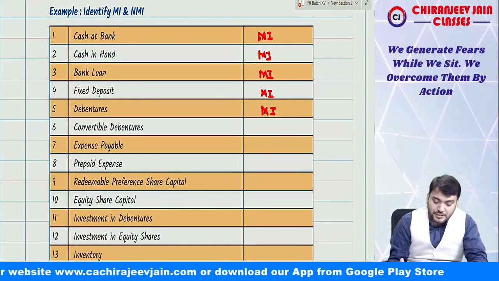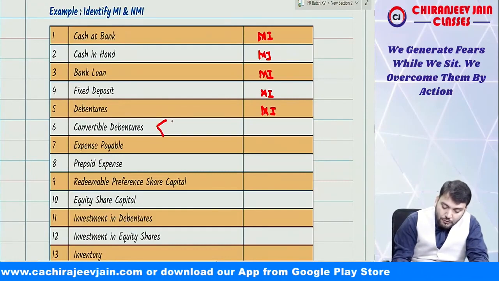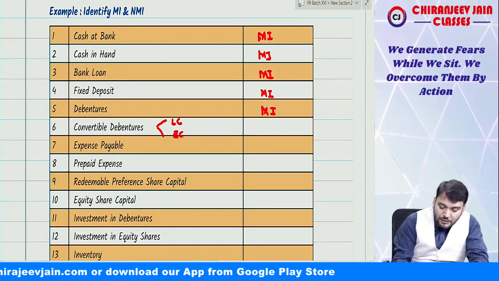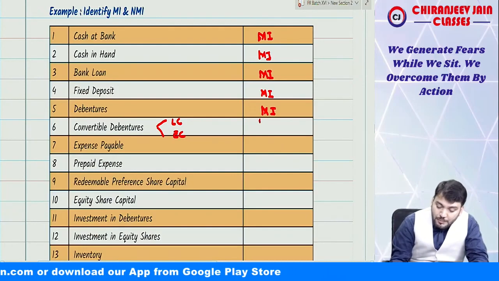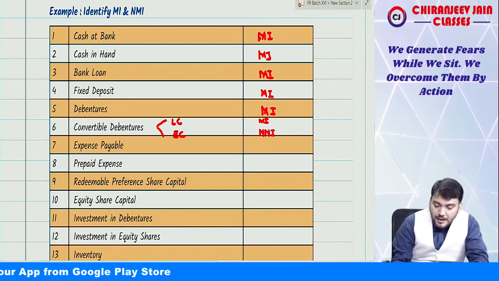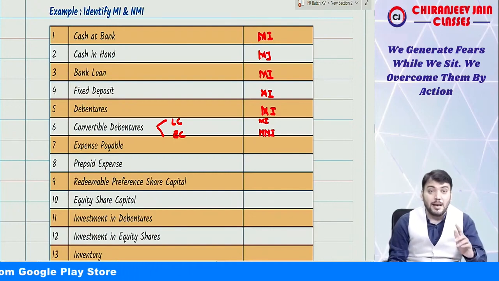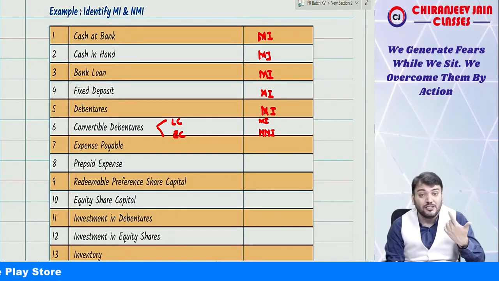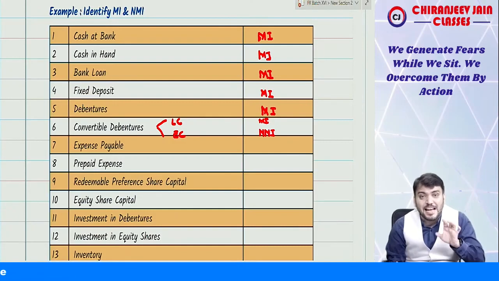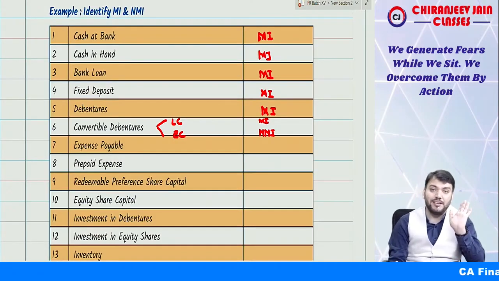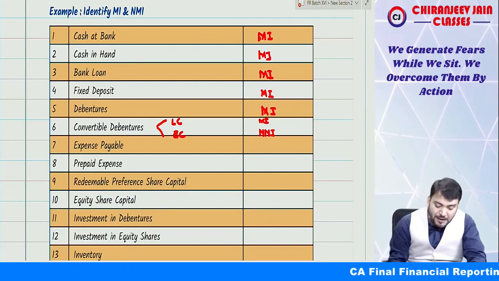Debenture, monetary item. Convertible debenture: now, a convertible debenture has two components. One is the liability component, one is the equity component. So the liability component will be MI and the equity component will be a non-monetary item. I hope you are understanding. Liability component means there is an obligation to pay in cash. So if it is payable in cash, it becomes a monetary item. Understood?